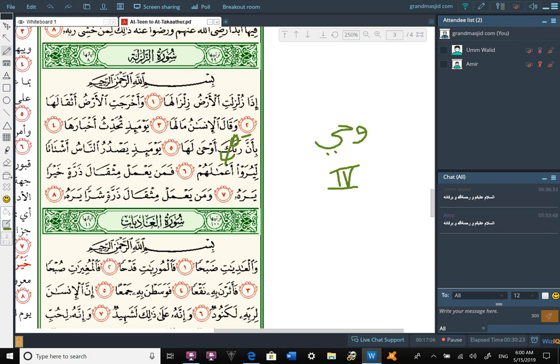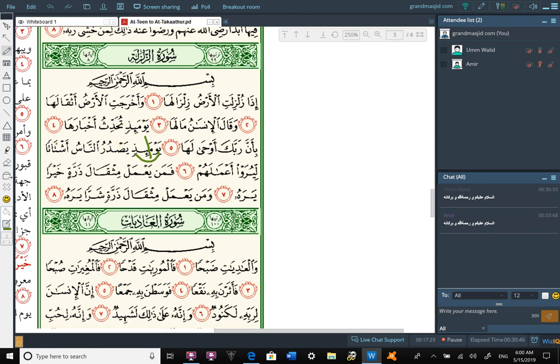يَوْمَئِذٍ, again, yawm, being a dharf al-zaman, an adverb of time, meaning the day. يَوْمَئِذٍ, mudaf ilay. The day when يَصْدُرُ النَّاسُ أَشْتَاتًا. Right? أَشْتَاتًا.